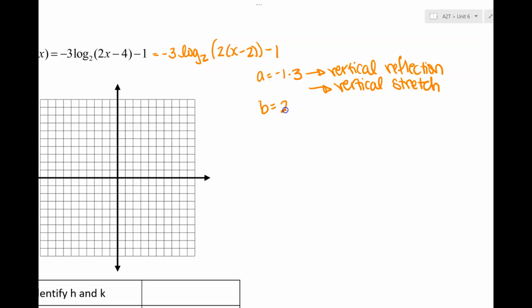B is 2. Now in the transformation chart, we take the reciprocal. So we're going to say that this is a horizontal compression.